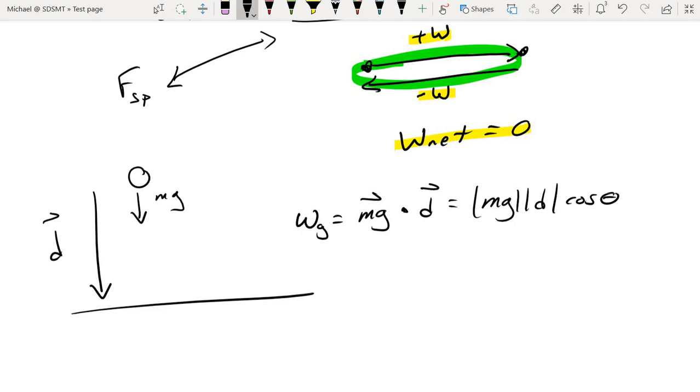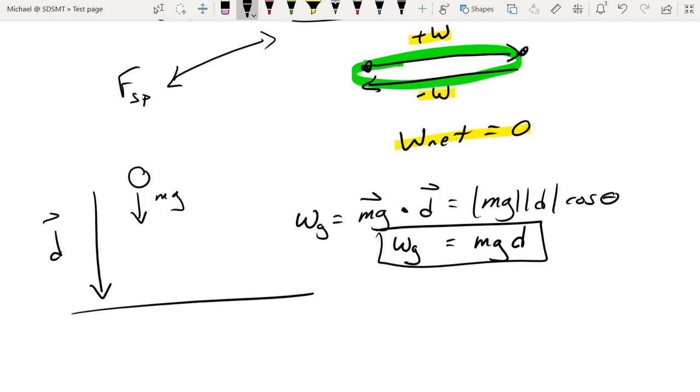We know that the angle relationship between these two vectors is 0. They're both pointing down in the same direction. Cosine of 0 is 1, and so the work done by gravity getting the ball to the ground is mgd. Now that's a general solution. We can always come back and plug in a mass and a displacement value, but that's the work done by gravity as the ball falls to the ground.